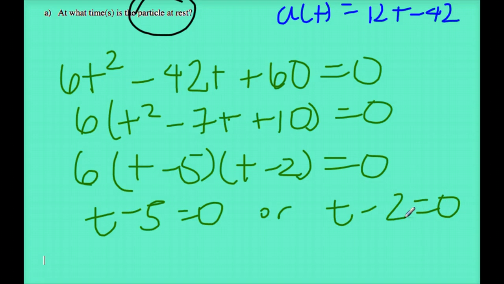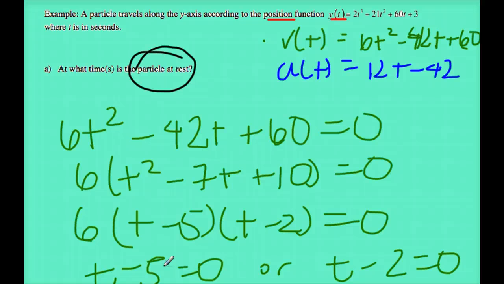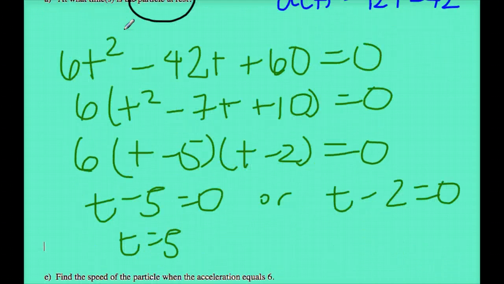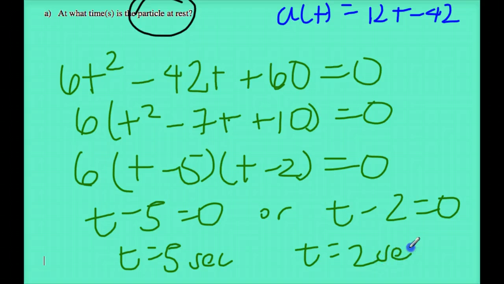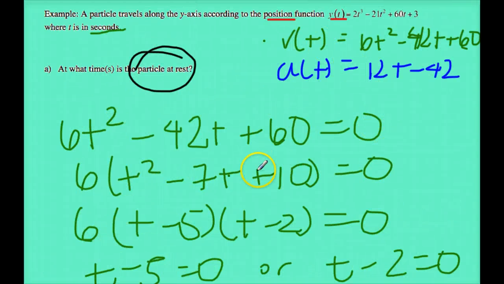So if I solve this, I get the time is equal to 5, and according to the problem, time is in seconds right here. So one of my answers is 5 seconds, or t is equal to 2 seconds. So there are 2 times where the particle is not moving. It's at time equals 5 and time equals 2. Good.